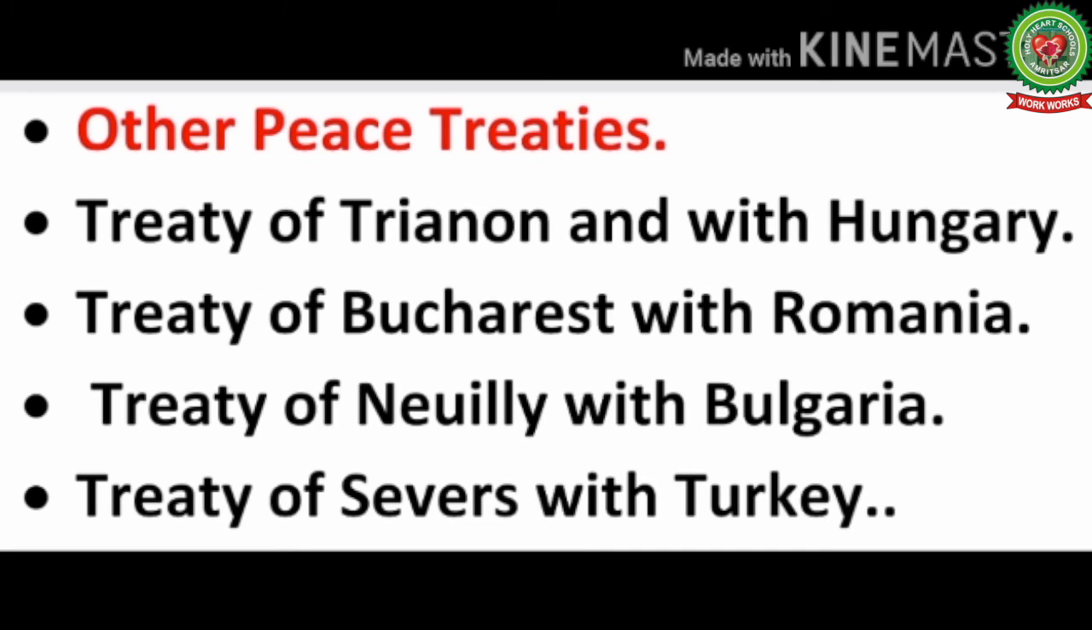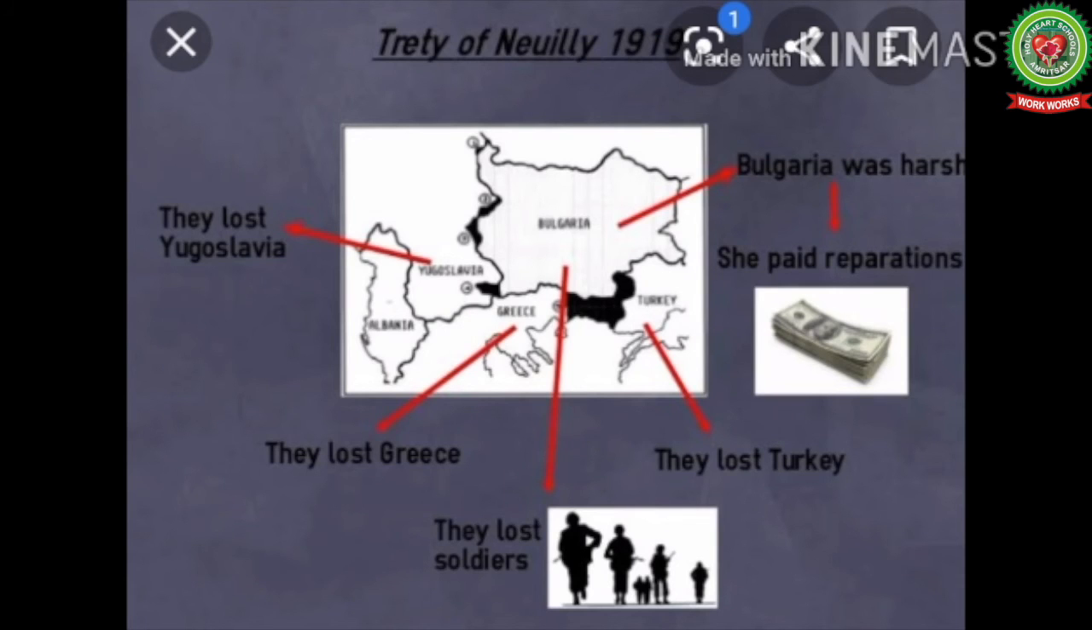The Treaty of Saint Germain was signed with Austria. Treaty of Neuilly with Bulgaria, and Treaty of Sevres was signed with Turkey. Later on, this Treaty of Sevres was replaced by the Treaty of Lausanne. The Treaty of Neuilly was signed with Bulgaria. According to that, Bulgaria had to pay heavy war reparations. She lost Turkey, and they also lost many soldiers. They also lost their control over Greece and Yugoslavia.